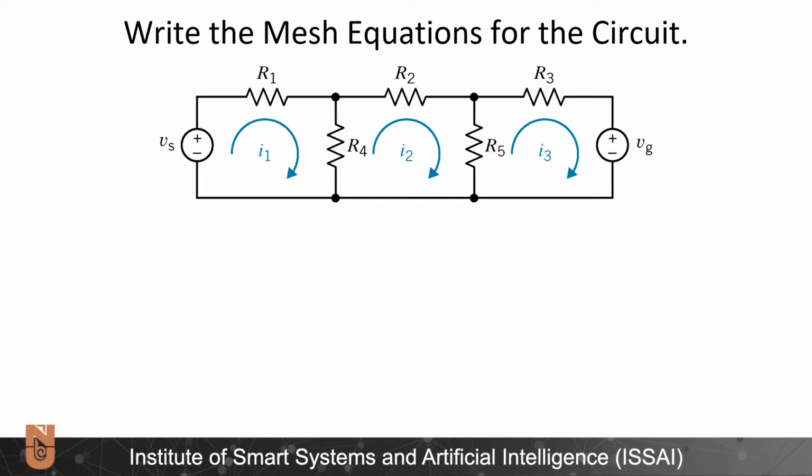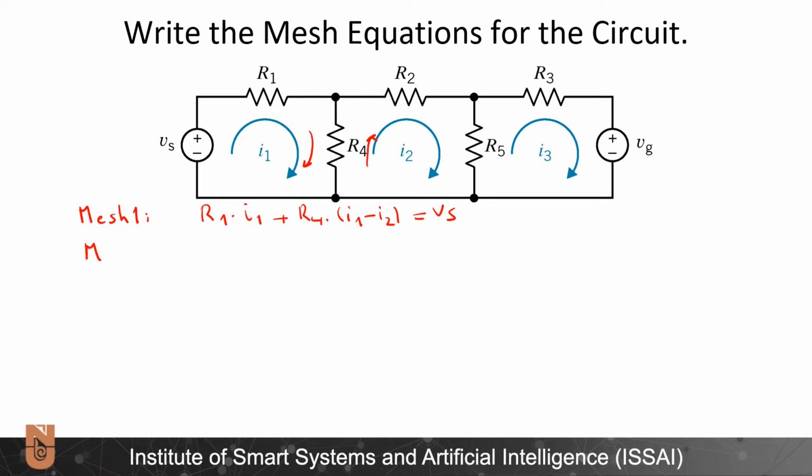Here I will write 3 mesh equations for the mesh currents I1, I2 and I3. Let's start with mesh 1. R1 times I1 plus R4 shares 2 mesh currents I1 and I2, so therefore it will be R4 times (I1 minus I2), and this will be equal to Vs because we are entering the negative terminal of the voltage source, and therefore I am writing it to the right side.